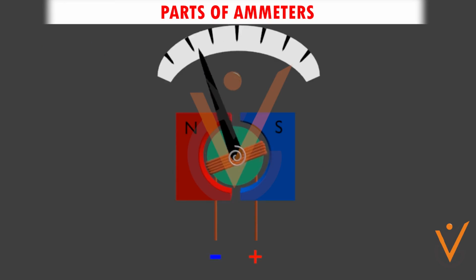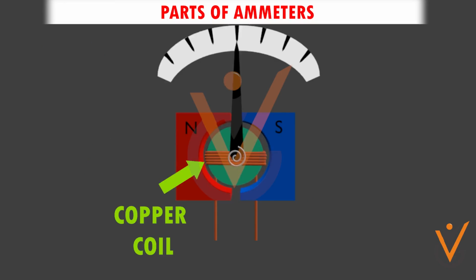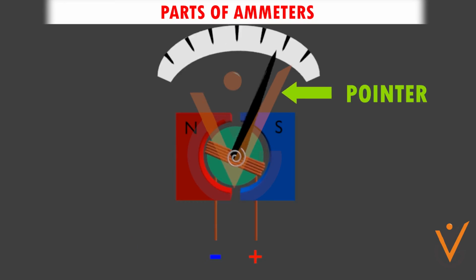The general construction of an ammeter includes a U-shaped magnet. The magnet serves as a major component in an ammeter. It consists of concave poles. Copper coil. The copper coil is generally rectangular and is wound around a metallic core. Iron core. The copper coil is wound around a soft iron core. Due to the presence of the soft iron cylindrical core, the magnetic field between the poles increases and the field lines remain parallel. Pointer. The pointer is attached to the coil in a pivoting manner to read the deflection.